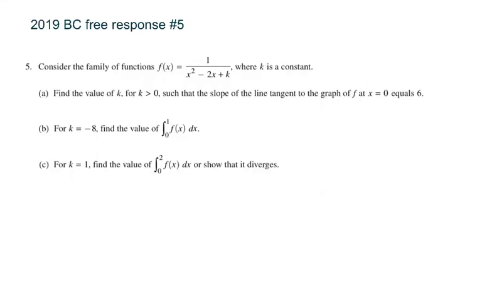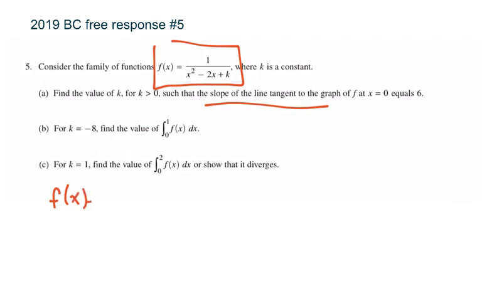Okay, consider the family of functions, this thing, where k is a constant. Find the value of k such that the slope of the tangent line to f at x equals 0 is 6. The slope of the tangent line is a derivative. So here is your function.